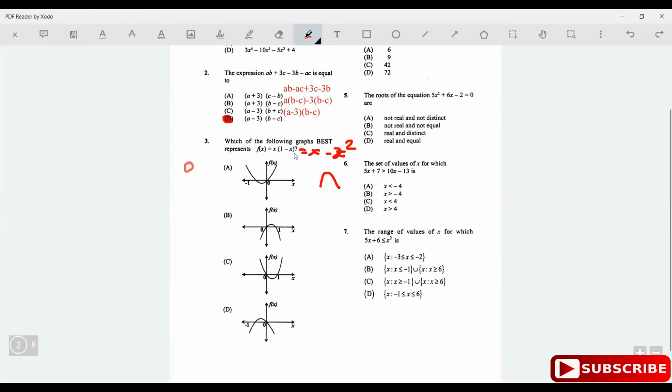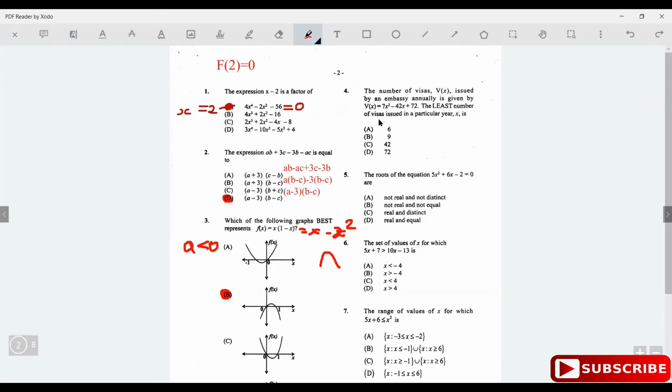What else do we know? When x is equal to 0 and x is equal to 1, those are the roots. The roots are 0 and 1. So we look for a frown with roots 0 and 1. That is option B, right? And that takes care of this question.